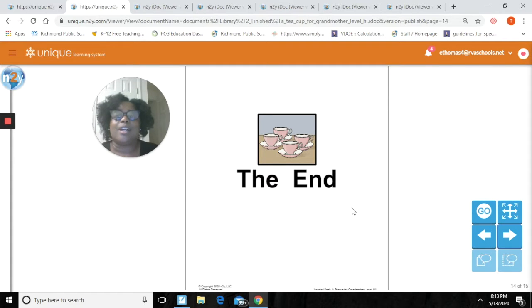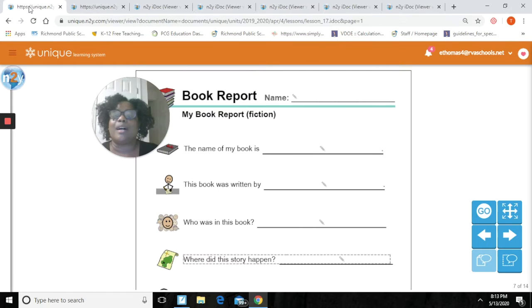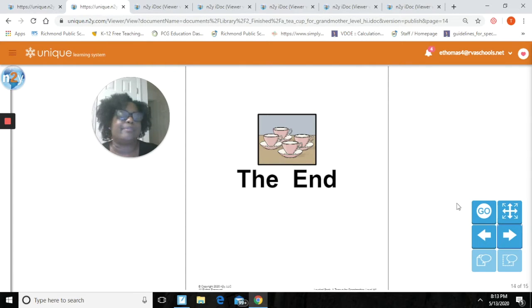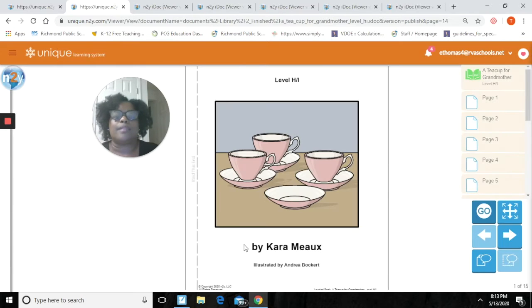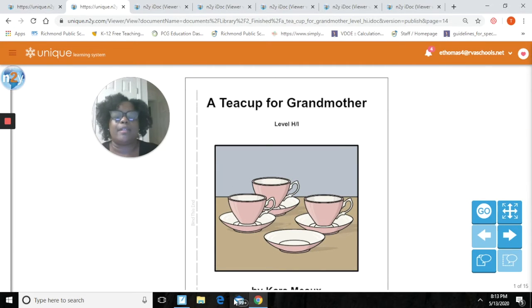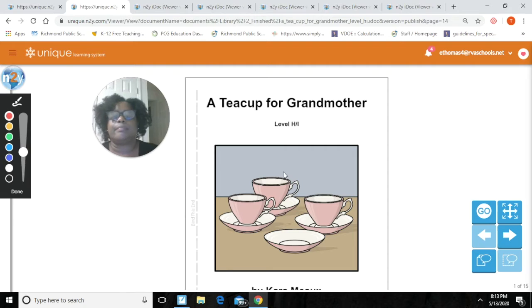Okay, so let's go and do our book report. So the name of my book is, so what is the name of this book? Do you remember? Let's go back and look at the cover. There it is. A Teacup for Grandmother, right? So that's what we're going to put in over here.